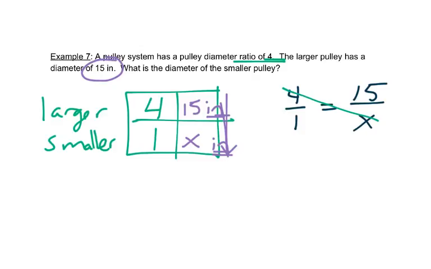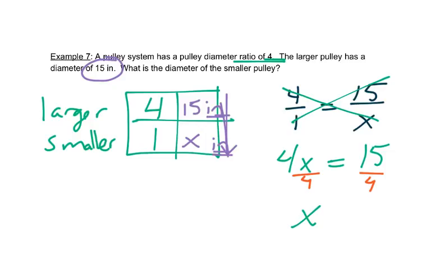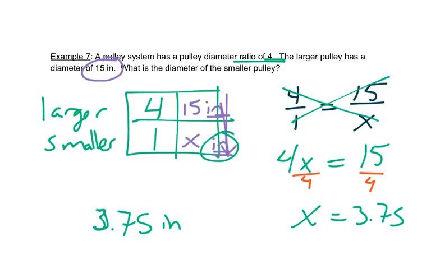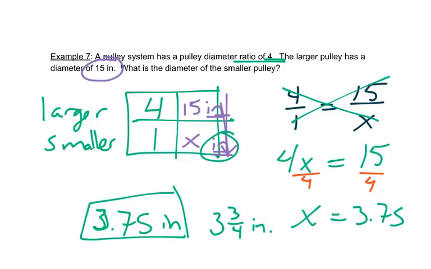Cross multiply. 4 times x is 4x. 15 times 1 is 15. We'll divide both sides by 4. When we do that, we get 3.75. This is measured in inches, so our answer would be 3.75 inches. You should know that 0.75 is 3/4, so we could say 3 3/4 of an inch.